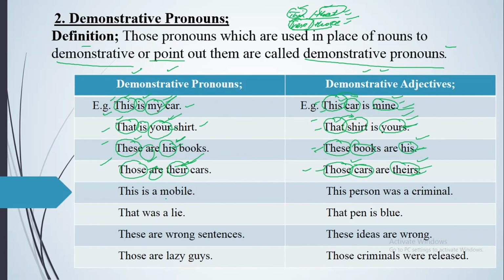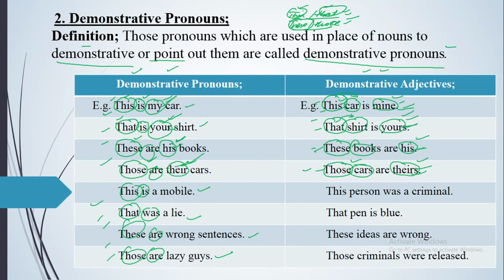How can you recognize whether this, that, these, those are working as pronouns? See, if after them the be forms are used, like is, was, are, and were. This is a mobile. That was a lie. These are wrong sentences, and those are lazy guys. So over here, this, that, these, and those are working as demonstrative pronouns.